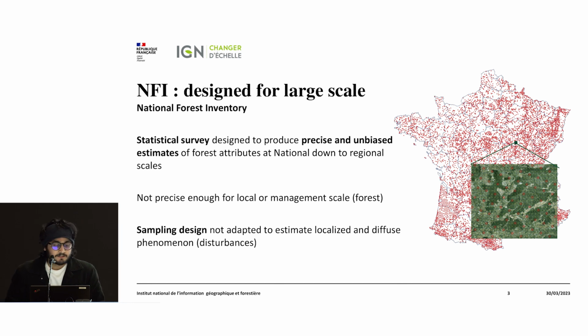National Forest Inventory are statistical survey which are designed to produce precise and unbiased estimates of forest attributes of interest at large scale. Usually these scales are at national to regional level. And these forest attributes could be anything from like carbon, above ground biomass, growing stock volume, etc. But the sampling design of the NFI is not adapted to estimate the forest resources at local or management scale, or for some diffuse phenomenon such as these disturbances.